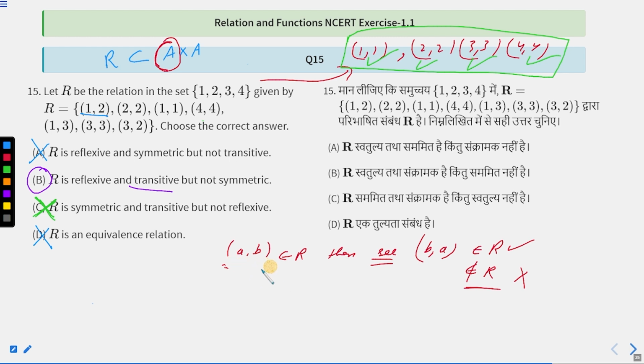So for transitive, if you recall, if A comma B belongs to R and B comma C belongs to R, check this, and then see whether A comma C belongs to R or not. If it does belong to R, then it is transitive. If it does not belong to R, then it is not transitive. Okay, so try to pick any two pairs such that the second and the first element are the same. So 1 comma 2 and 2 comma 2 belong to R. Now 1 comma 2 belongs to R, yes, as you can see.